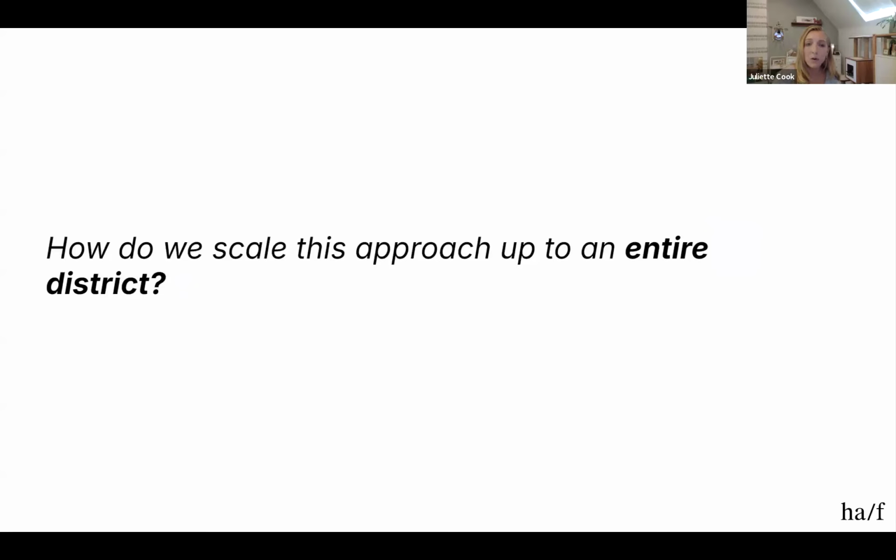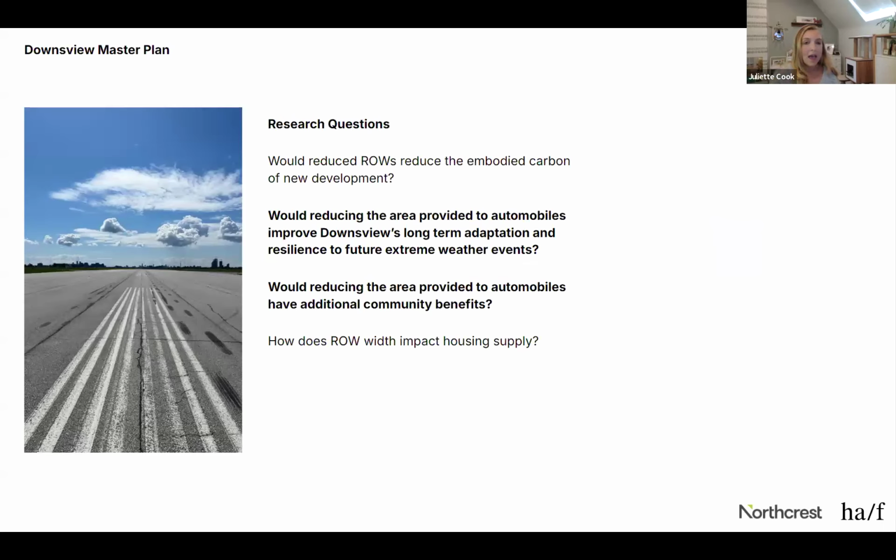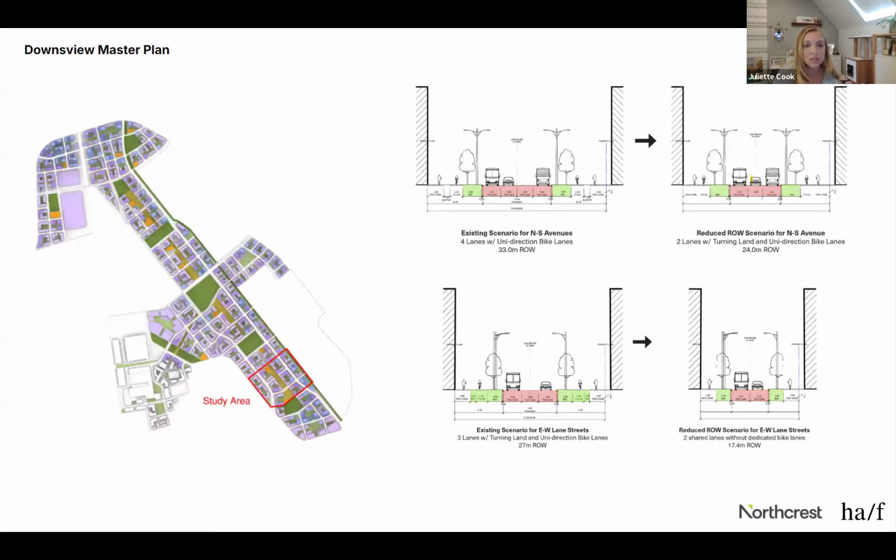And so individual projects like the Bentway are really important. However, we also need to apply these ideas at a larger scale. And this leads into the Downsview Master Plan project that we completed while the Bentway work was underway. At the very start, the premise of the study was looking at right-of-ways and whether changing or reducing the right-of-ways would reduce the embodied carbon of the new development. But specific to this presentation, we also wanted to understand what would happen to the increase in potential public realm that would occur as a result of these changes.